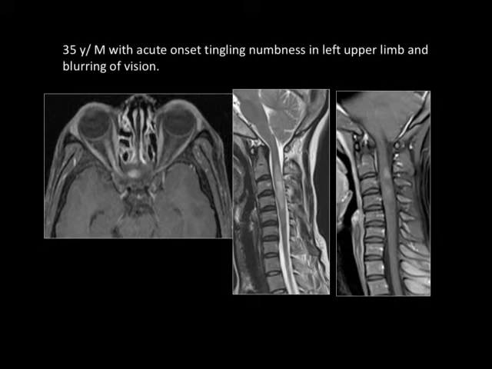Axial. And how will you differentiate on imaging? Axial post-contrast orbital images. Imaging of the orbits is provided, and sagittal cervical spine T2 weighted images.